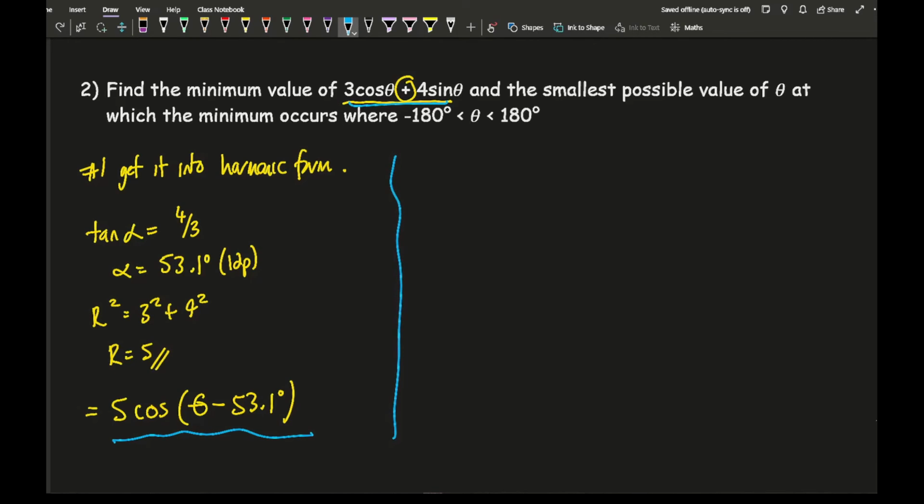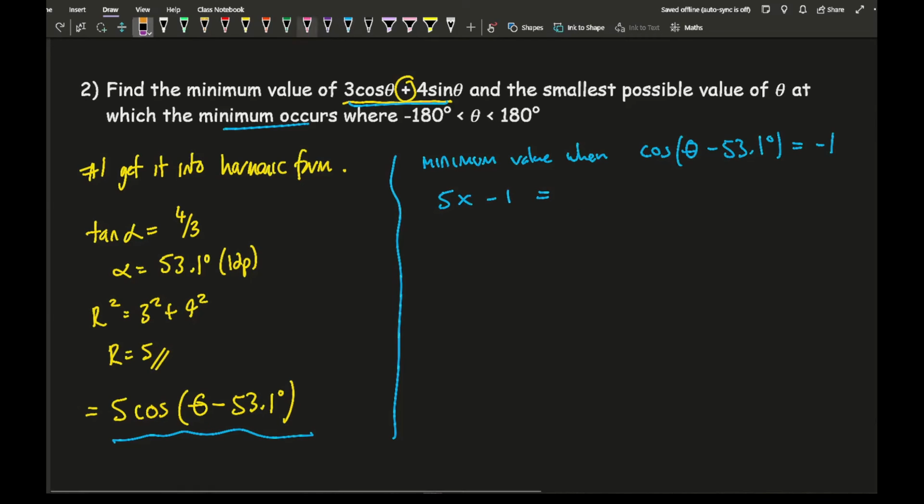Now in terms of this, because I'm wanting the minimum value, the minimum value is basically when the cos part of this is going to be equal to, so minimum value when cos theta minus 53.1 is equal to minus 1. So when that is, I'm going to have 5 times minus 1. So the minimum value is not going to be square root, so I don't know why I've written that, it is going to equal minus 5. And it's always worth highlighting it. Now its minimum is going to be when cos theta minus 53.1 degrees is equal to minus 1.